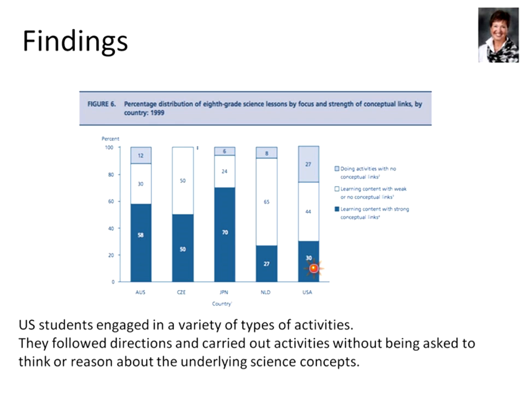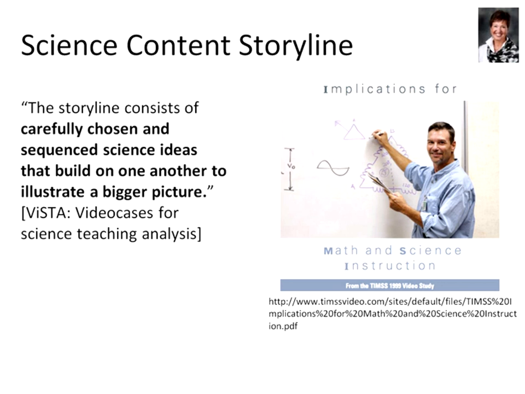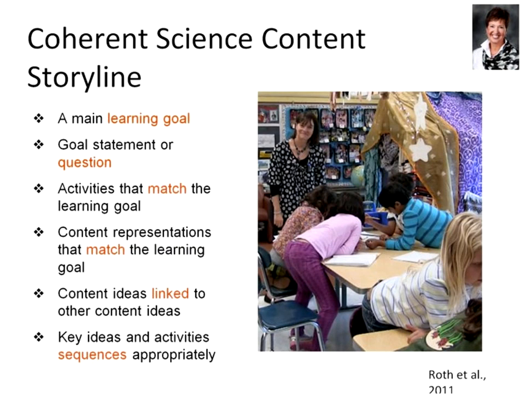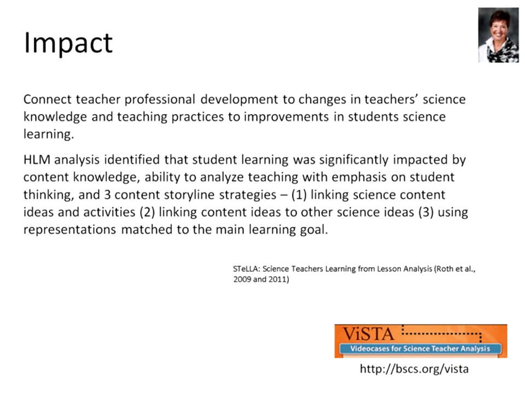So this is interesting, and so what they did was to pull out of that what they were calling a storyline. And the way that they frame storyline is that they consist of carefully chosen and sequenced science ideas that build on one another to illustrate a bigger picture. And again, these are the pieces. So there's a main learning goal and a question that's related to that main learning goal. So there's a big idea and a question about it. The activities that you do match up with that, as well as the representation. And here's a big one, that those ideas are linked to other content ideas, and that they develop over time in some sort of sequence appropriately. So we use this to start to think about what kind of tools would be most helpful.